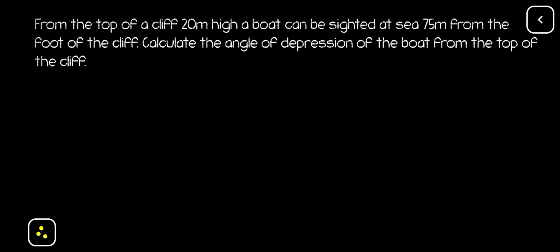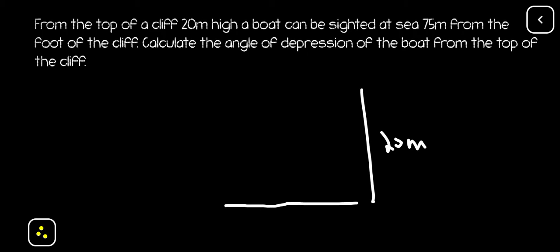So we know that there's a cliff. The top of the cliff is 20-meter high. So this is probably the cliff. So the cliff is going to be like this, and it's 20 meters high. Okay. Now let's say a boat is sighted at sea 75 meters from the foot of the cliff. So from the foot of the cliff, let's say 75 meters is like this. This is 75 meters, right?